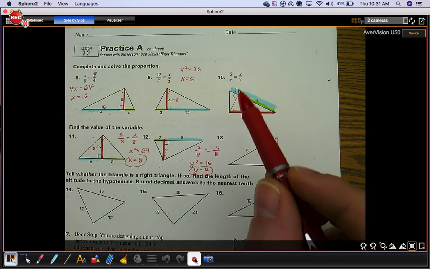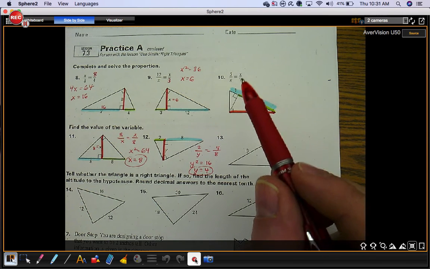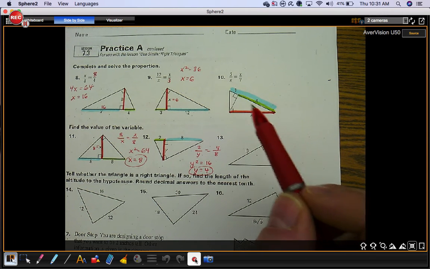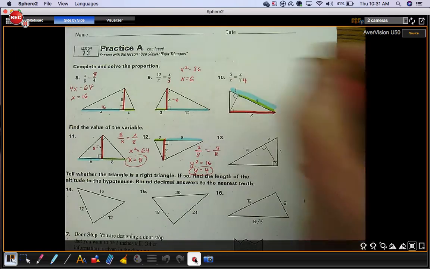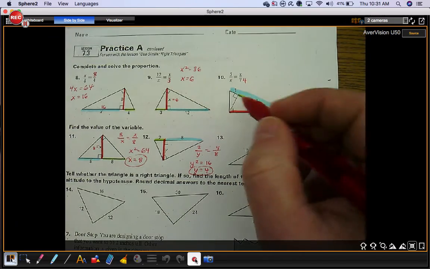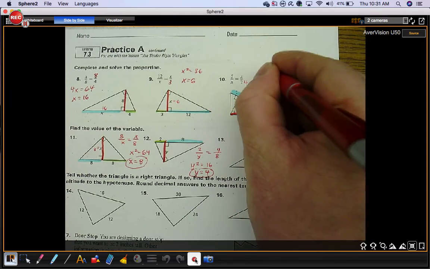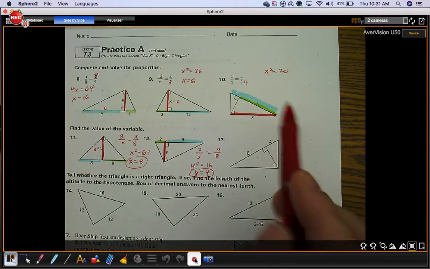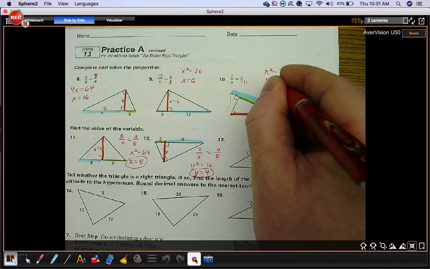So x is the geometric mean of the whole thing, 5, and the piece of that whole hypotenuse that touches the red segment, 4. So we're going to cross multiply and solve here, and we're going to get x squared equals 20. That means x is the square root of 20.